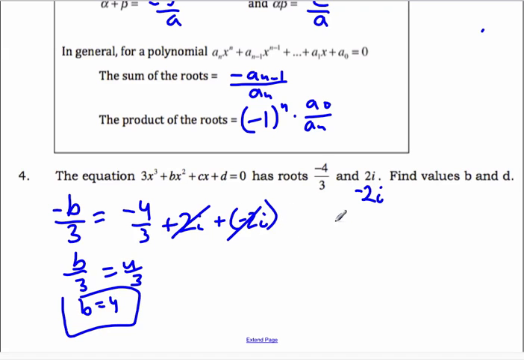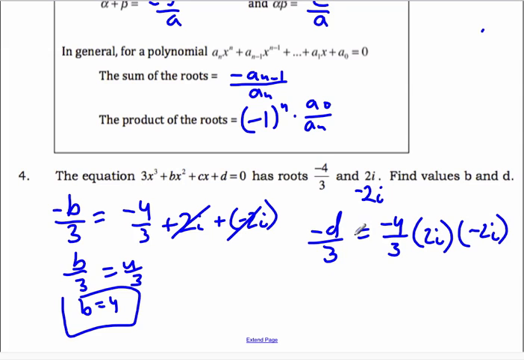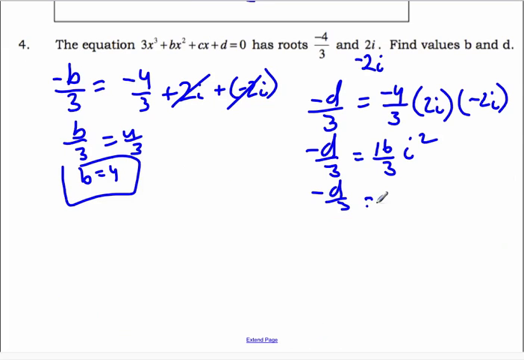To get d, we're going to have -d over 3 equals the product of the roots. So that's -4/3 times 2i times -2i. Negative times negative cancels. We get 2 times 2 times 4 is 16, so we get 16/3. And we've got an i squared, which is going to be -1. So we get -d over 3 equals -16 over 3. That means d equals 16.